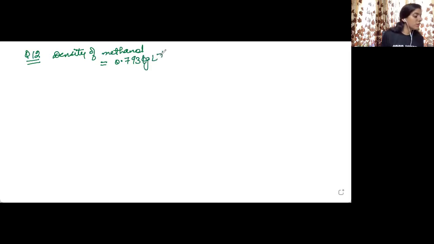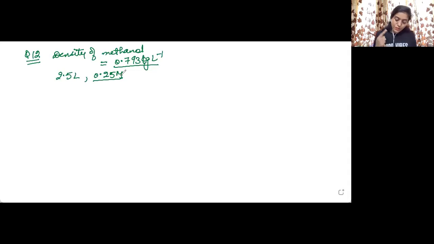Now what is its volume needed for making 2.5 liter of its 0.25 molar solution? What we need to do is we need to prepare a solution whose volume is 2.5 liter and its molarity should be 0.25 molar. This solution we need to prepare from a sample of methanol whose density is this much. Okay, very simple question, just focus on it.